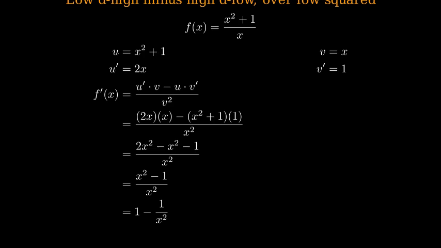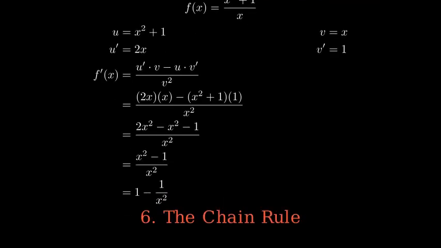So that's 2x times x minus x squared plus 1 times 1, all divided by x squared. Simplifying, we get 2x squared minus x squared minus 1, all divided by x squared, which further simplifies to x squared minus 1, all divided by x squared. We can simplify this to 1 minus 1 over x squared. Finally, let's explore the chain rule.